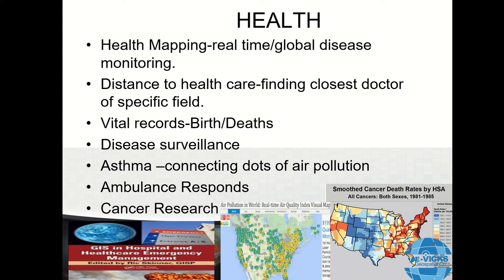GIS is also used in vital record keeping of births and deaths, by keeping birth records, death records, maternal mortality rates, and various other records, and also in displaying them and making analyses with them. Also in disease surveillance, connecting the dots of air pollution, in the case of asthma. In the case of ambulance response, when there is an accident, GIS can display the closest ambulance response unit and also help the unit locate the shortest route to access the accident location. Also in recent times, GIS is used in cancer research, like we see in the map below.